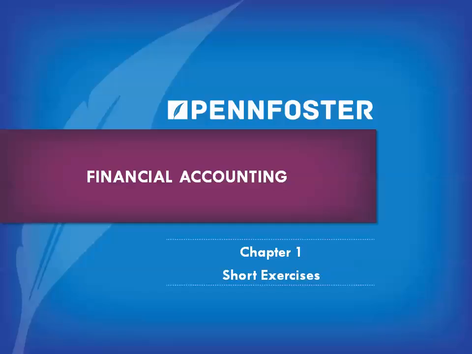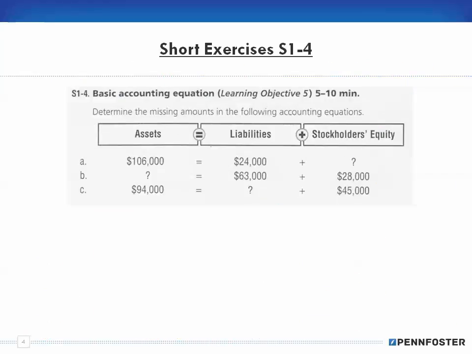Okay, so let's pick up where we left off, which was short exercise 1-4. This says basic accounting equation. Determine the missing amounts in the following accounting equations. So we have three equations, A, B, and C here. This is just a relatively simple mathematical issue. When you know 2 out of 3, you can always figure out the third. So it's just a manipulation of the data.